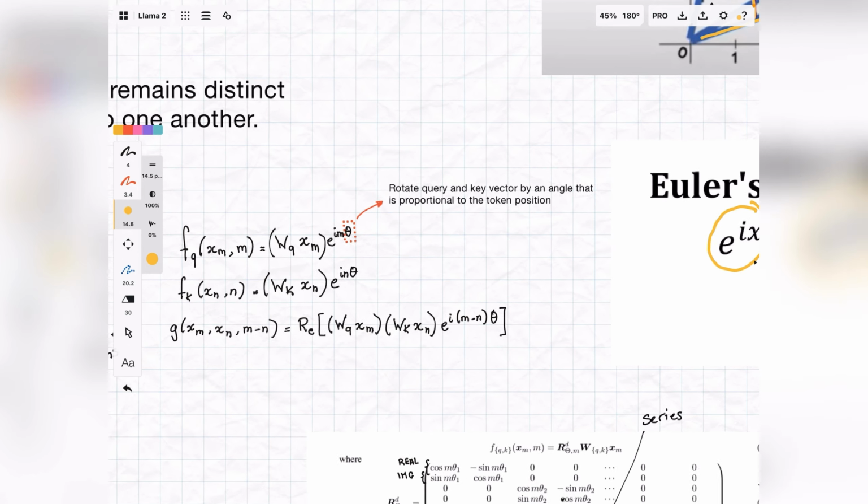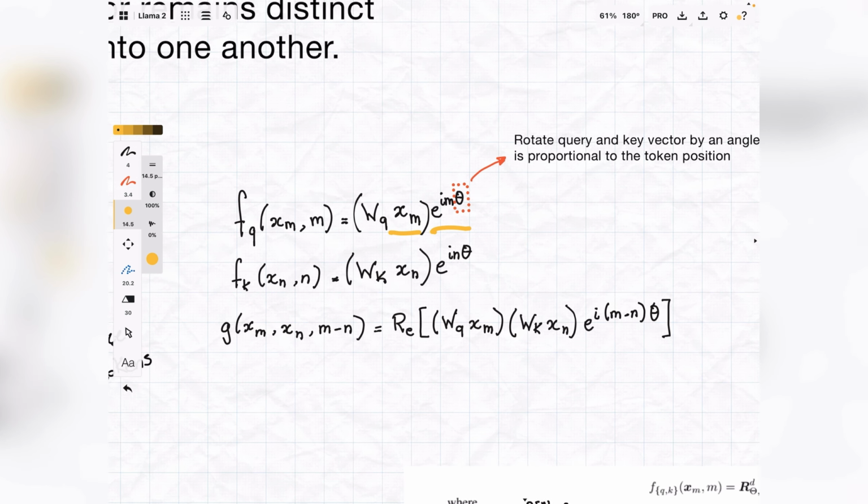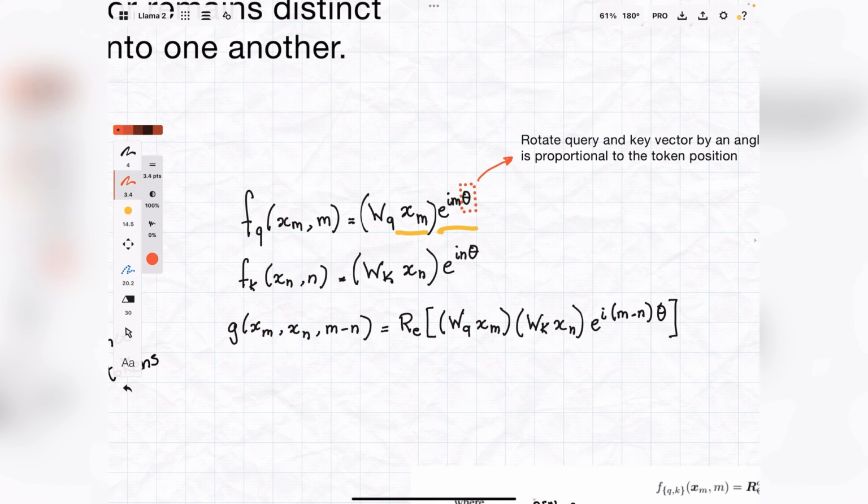So how will this work in more detail? We're going to take the token embedding and multiply it by this query matrix. This is how token embeddings are being learned. And then we're going to multiply it by this e^(imθ) to actually embed the position information. This is going to be at the beginning of the learning process, so that we set things up. As we said, with the theta, we're going to rotate the query and the key vector by a certain angle that is proportional to the position of token m.